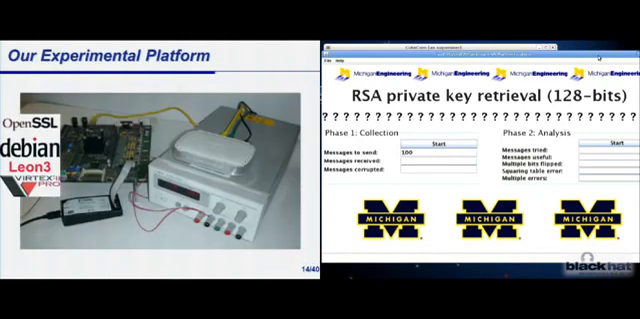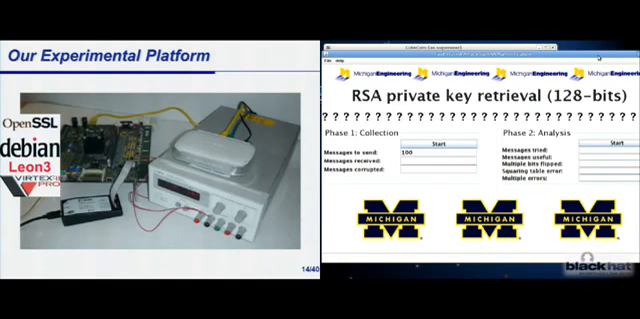So this is my setup. I'm going to explain how it works. I have it all here on the table. That's a picture. So this is my client. This is an RSA client. It's an Intel quad-core machine running Linux Debian and the OpenSSL library. And it sends messages to this guy here, which is my RSA server.